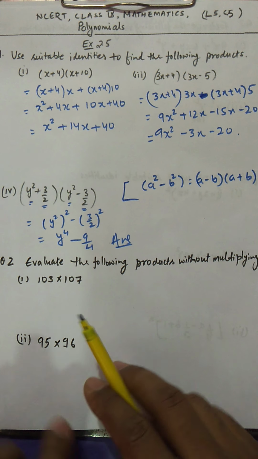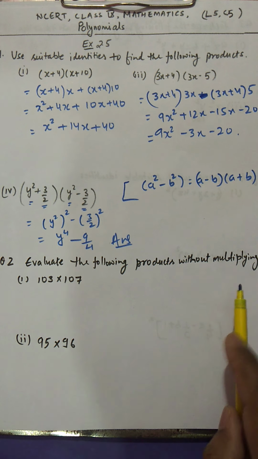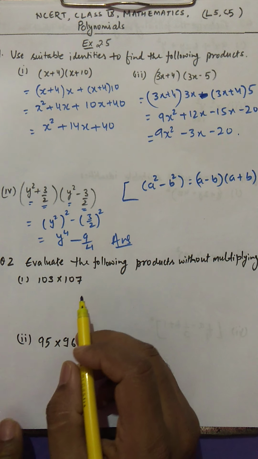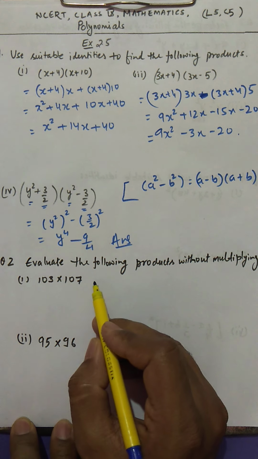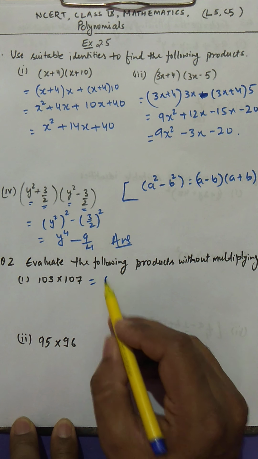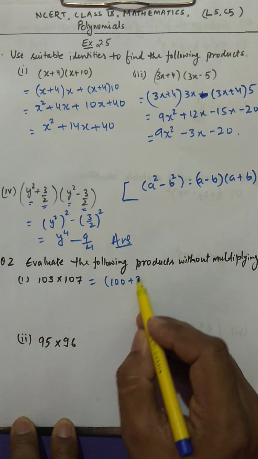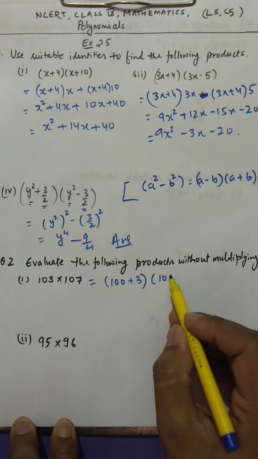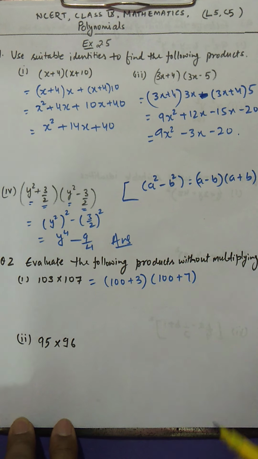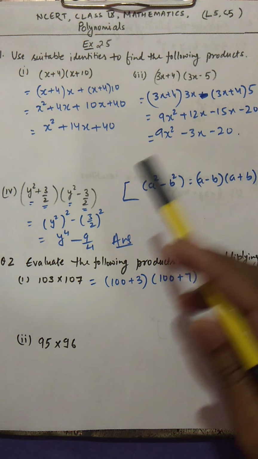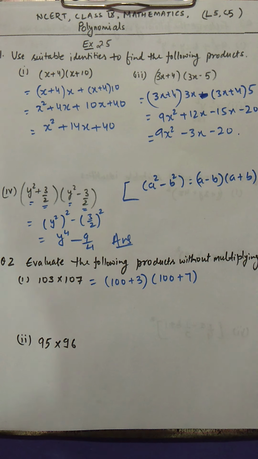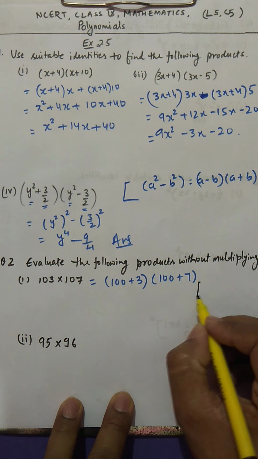Now see this: evaluate the following products without multiplying. So we are going to multiply, but we are not going to multiply it directly. So you see, this can be written as 100 plus 3, and this is 100 plus 7. Now this time, because two questions I have done on the basis of distributive law, now this I am doing with the help of this property.